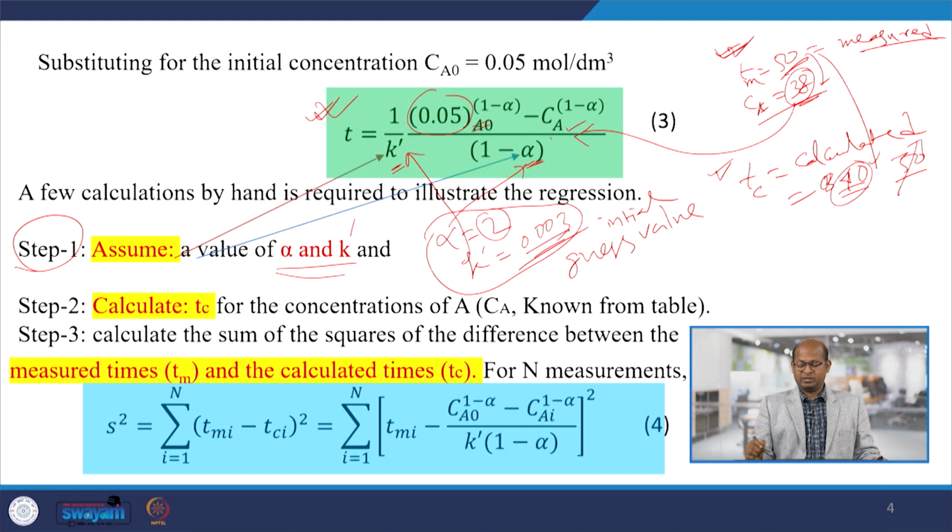So, we are getting 40, it is slightly lower than that. So, then what we have to do? This measured value and calculated value we have to put here. Okay. So, measured times and calculated times. Both we have to subtract, T_m minus T_c, that you have to calculate for data point 1.